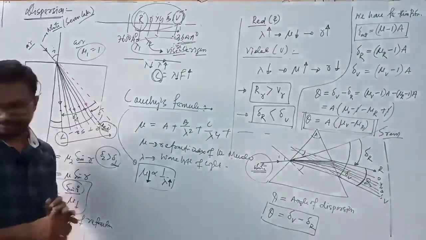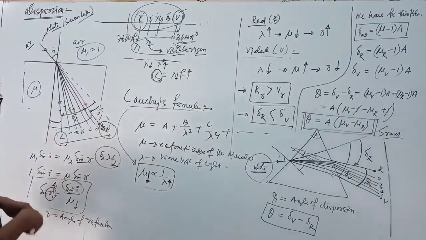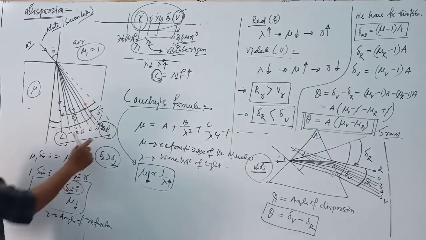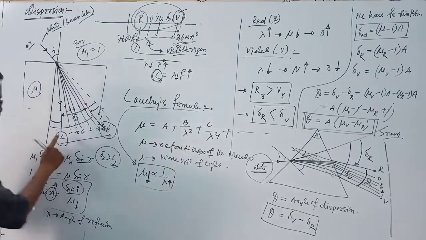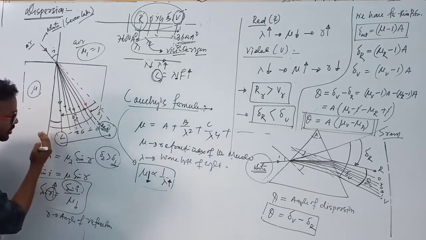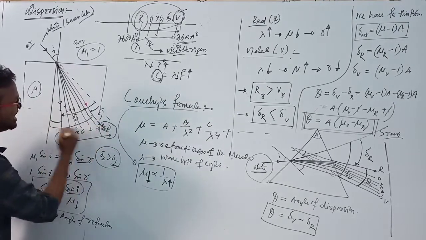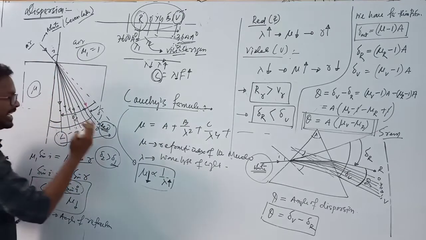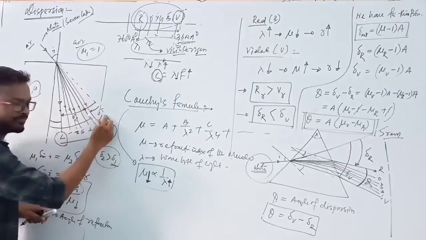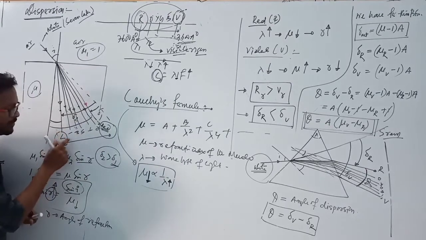Then one more important thing here: it consists of 7 colors of light, this is red and this is violet. The violet color of light is nearer to the normal, and the red color of light is at a larger distance from the normal, and the angle of deviation of red is minimum and the angle of deviation is maximum for violet.